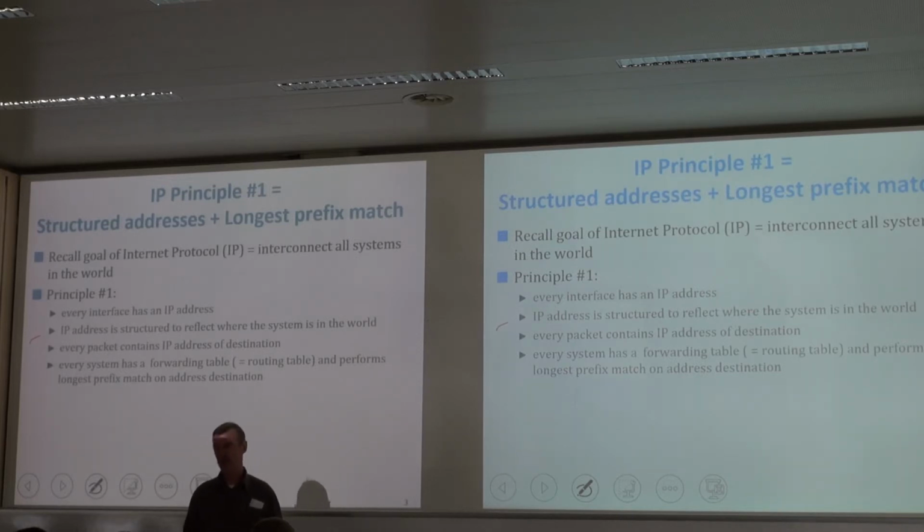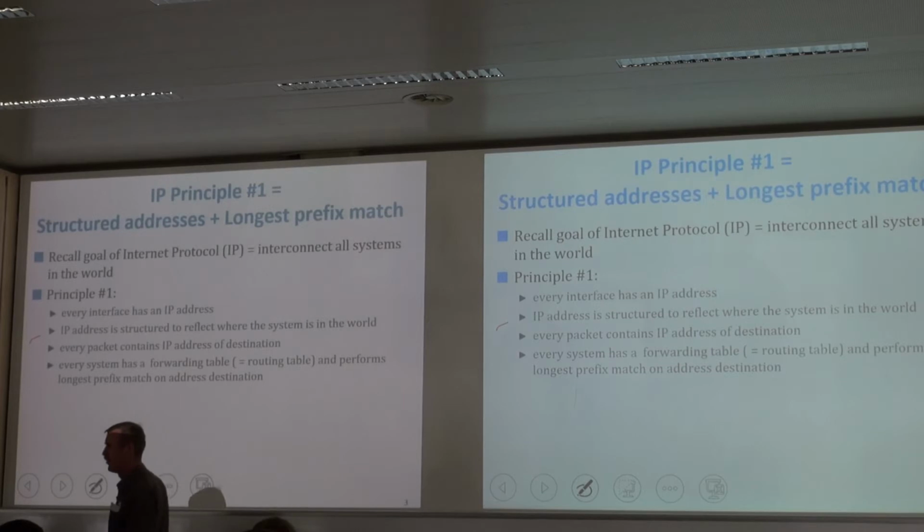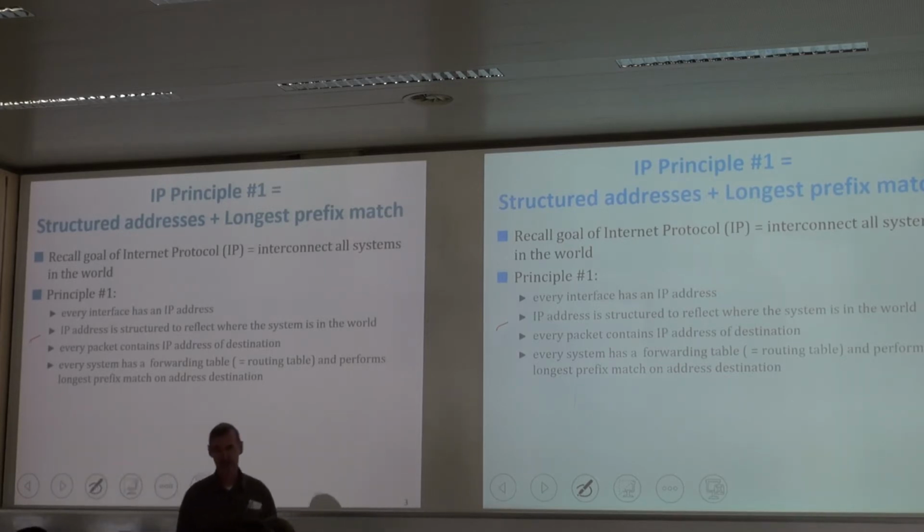Every packet contains the IP address of the destination. Seems obvious, but it's better to repeat it. And every system has a forwarding table, which is practically always also called routing table. And the main keyword is that it performs longest prefix match on the destination address.